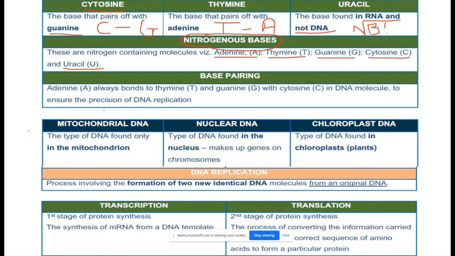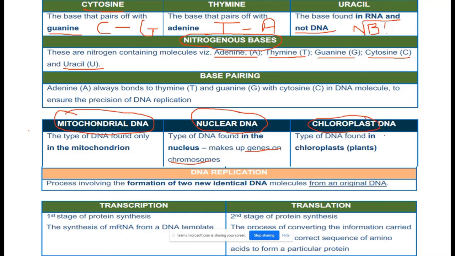Remember, we mentioned DNA can be found in three places. It can be found in the nucleus, that is where most of your DNA is found, where it makes up your genes on the chromosomes. But you can also find DNA in animal cells in your mitochondria, and then we refer to it as mitochondrial DNA.